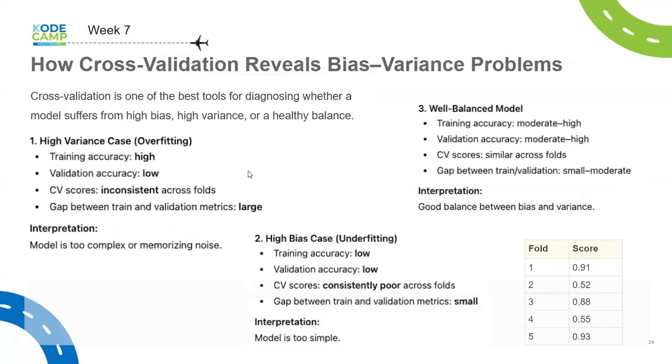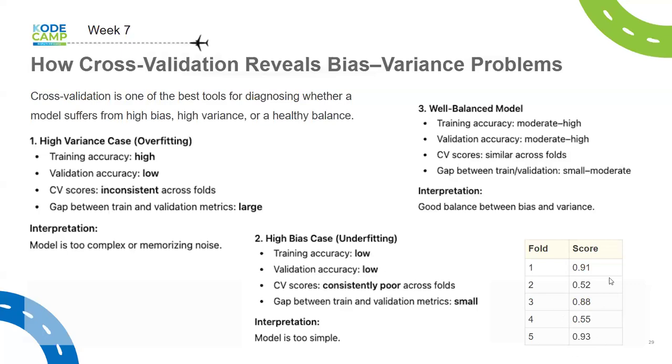So the way you can tell after you do cross-validation, take a look at this example. After doing 5-fold cross-validation on a particular model, how do you interpret this? On the first fold, it has a 0.91 score, whether that score is accuracy or F1 or recall or precision. On the next one, it has 0.52, which is a very low score. On the third one, it has 0.88, which is high again. The fourth one has 0.55, another low score. The fifth one has 0.93.